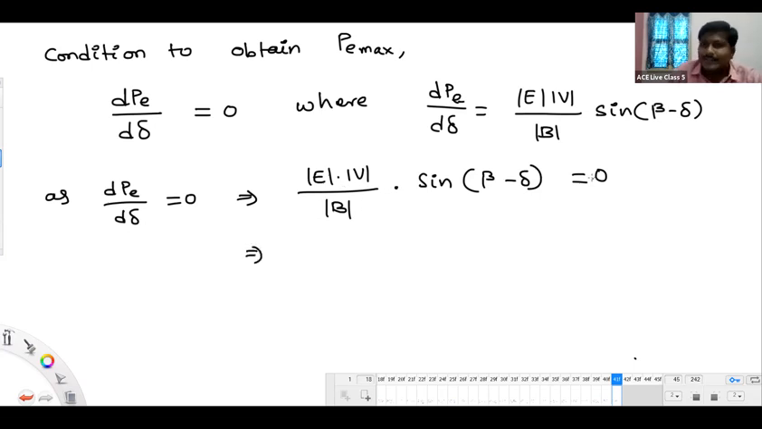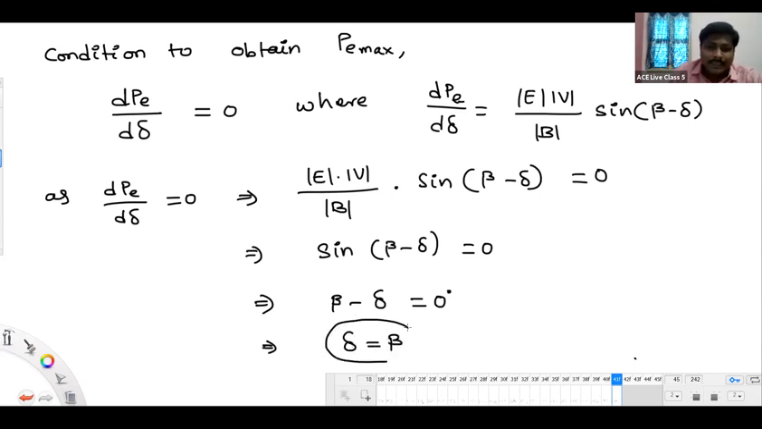So if you send this to the other side, I can simply say sin of (beta minus delta) shall become 0. What do you mean by sin(beta minus delta) being 0? Beta minus delta will be equal to 0 degrees. What is the condition we get now? Delta equals beta is the condition. That means at what power angle or load angle we are going to get the maximum power transfer: delta equals beta.